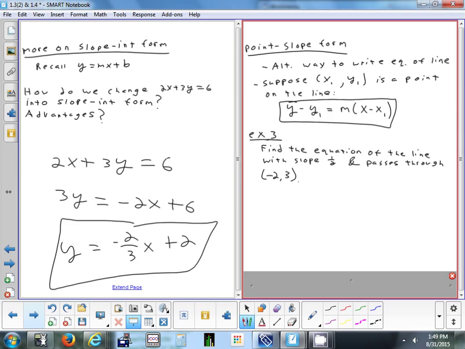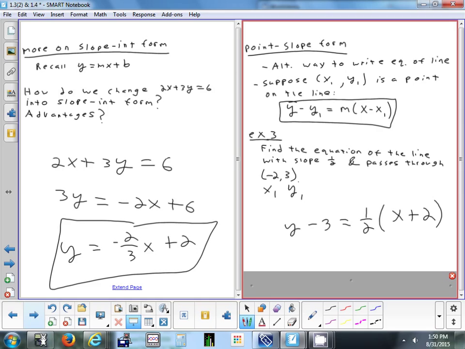It's y minus y1 equals m times x minus x1. Okay, it's handy if you have a problem like this. Find the equation of the line that has this slope and passes through this point. Well, you can do it like this. y minus y1 equals m times x minus x1. Be careful if you plug in a negative and you're subtracting, it becomes a positive.